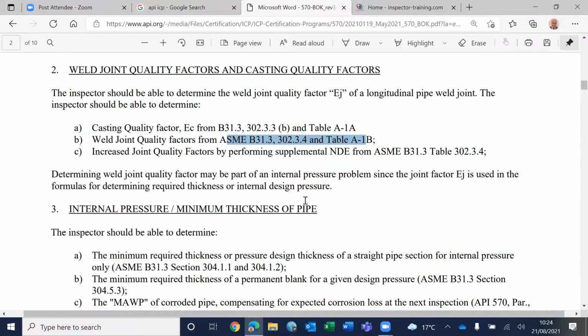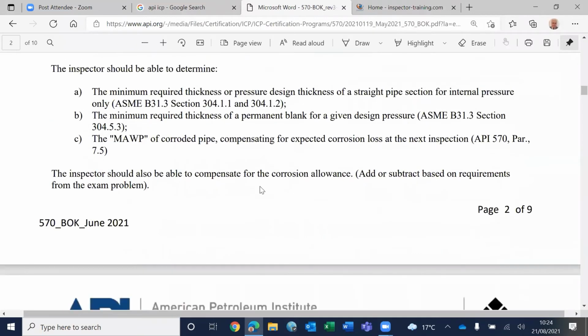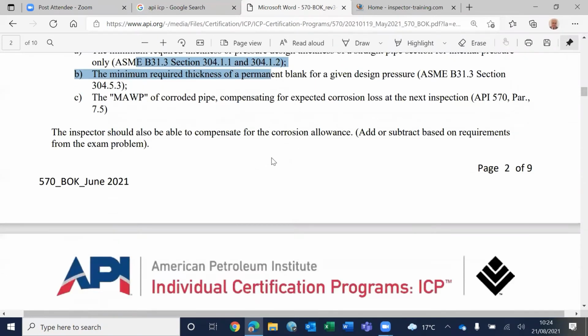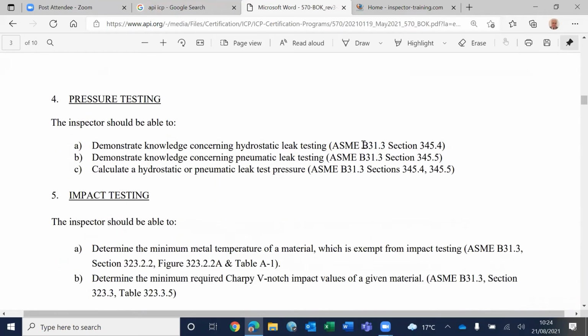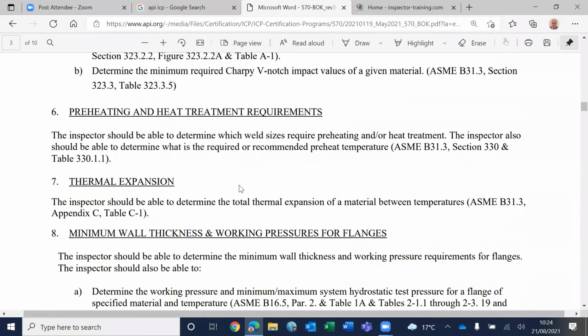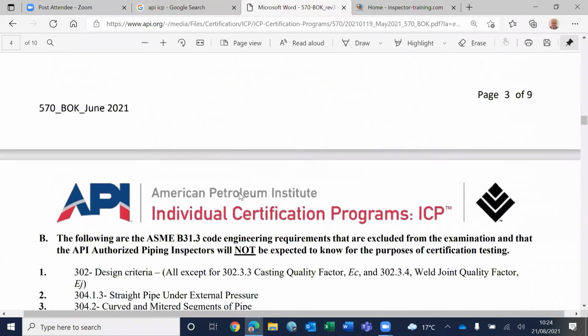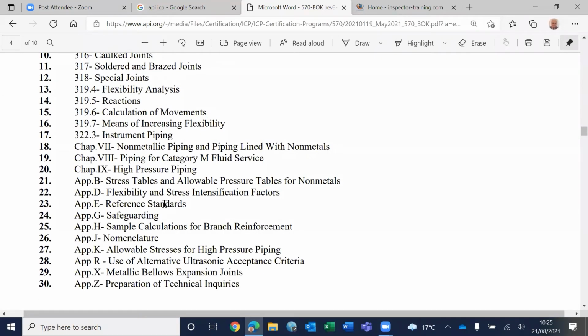So these are the potential exam questions that are going to come. Okay. Internal pressure, minimum thickness of the pipe. This is the all important one, and where you can find them, B31.3, section 304.1 and 304.2. And then you should know about pressure testing. Again, it's all in B31.3, 1.5 times pressure test, impact testing, and then preheating and heat treatment, thermal expansion, and etc. So you read this, and what is not included or excluded is brought here. So to make absolutely sure, you should study the last page.